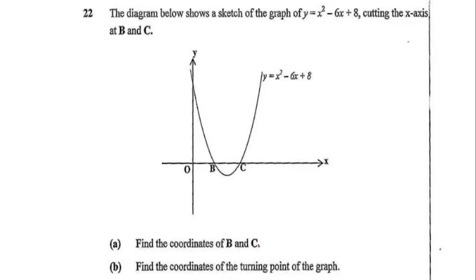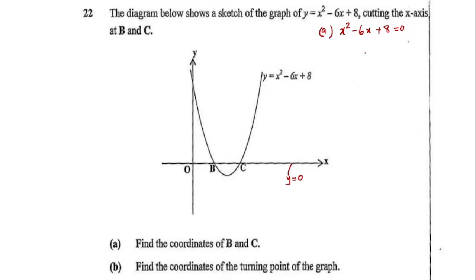Now, if you look at B and C, you understand that these 2 points are on the x-axis. So, on the x-axis, the value of y is equal to 0. So, what are we going to do there? We are going to say that x squared minus 6x plus 8 is equal to 0. Where there is y, we substitute with a 0.